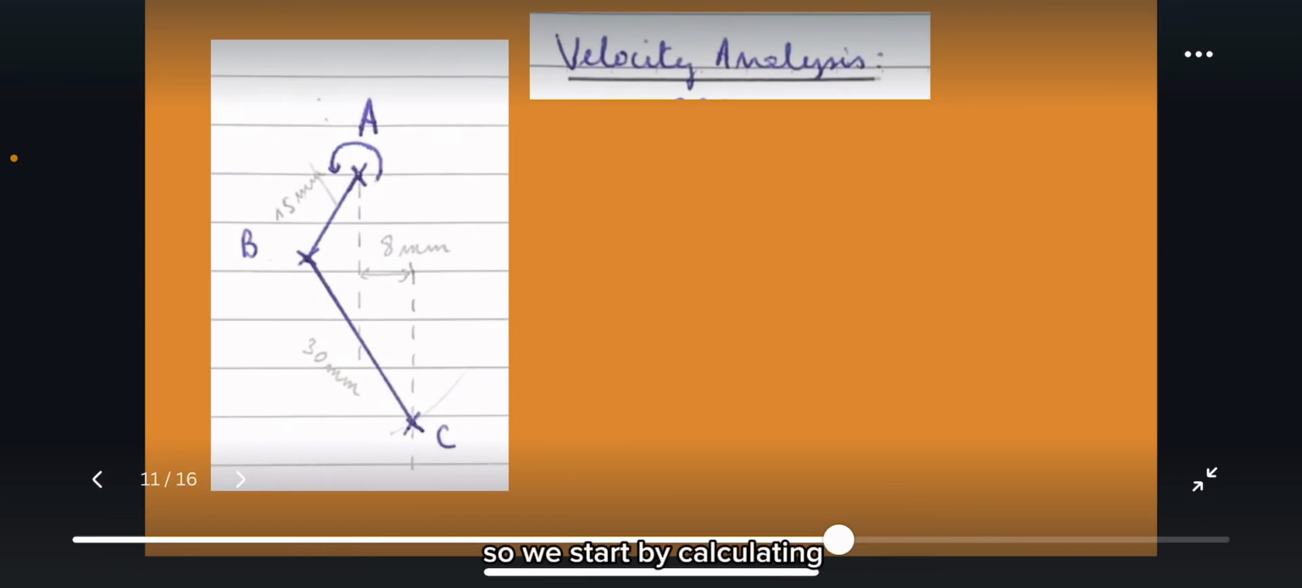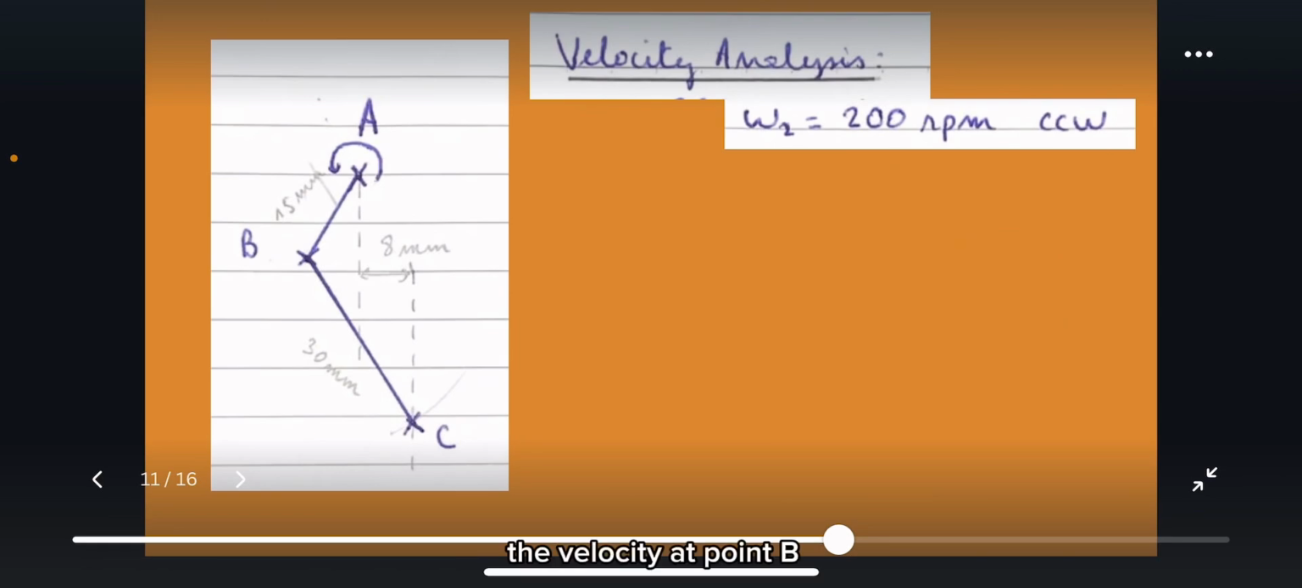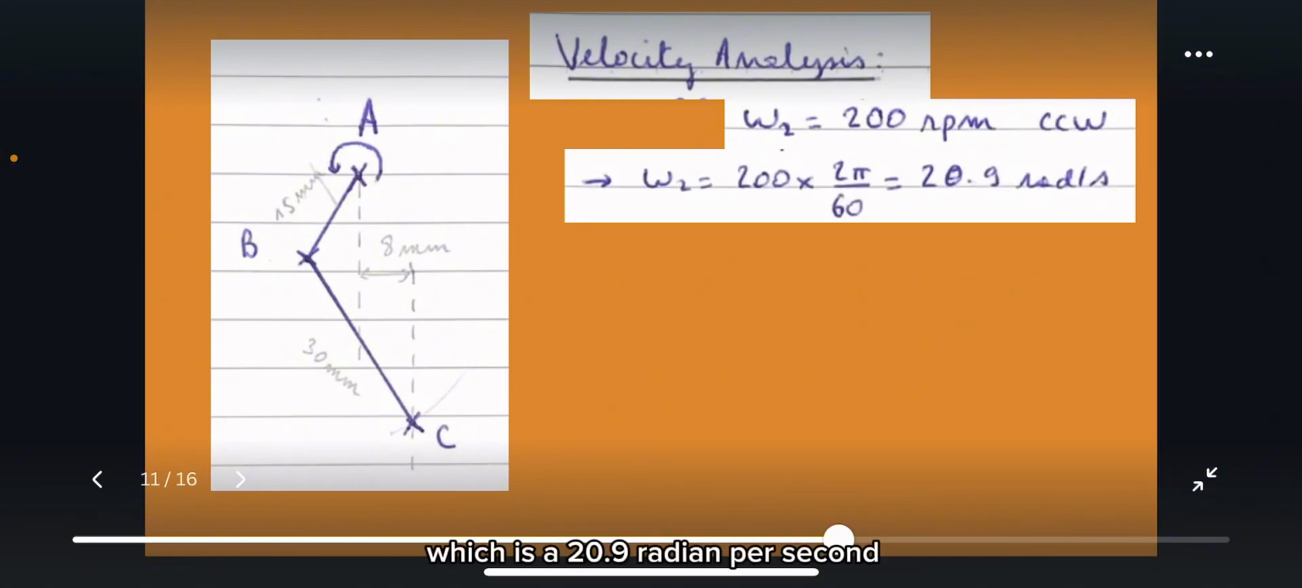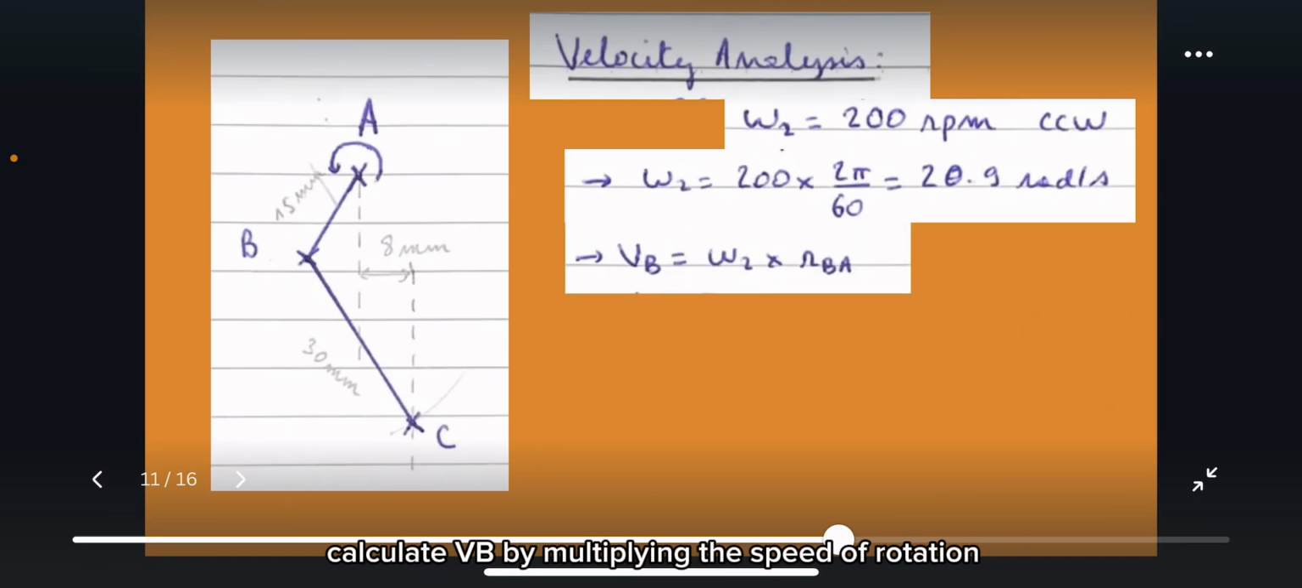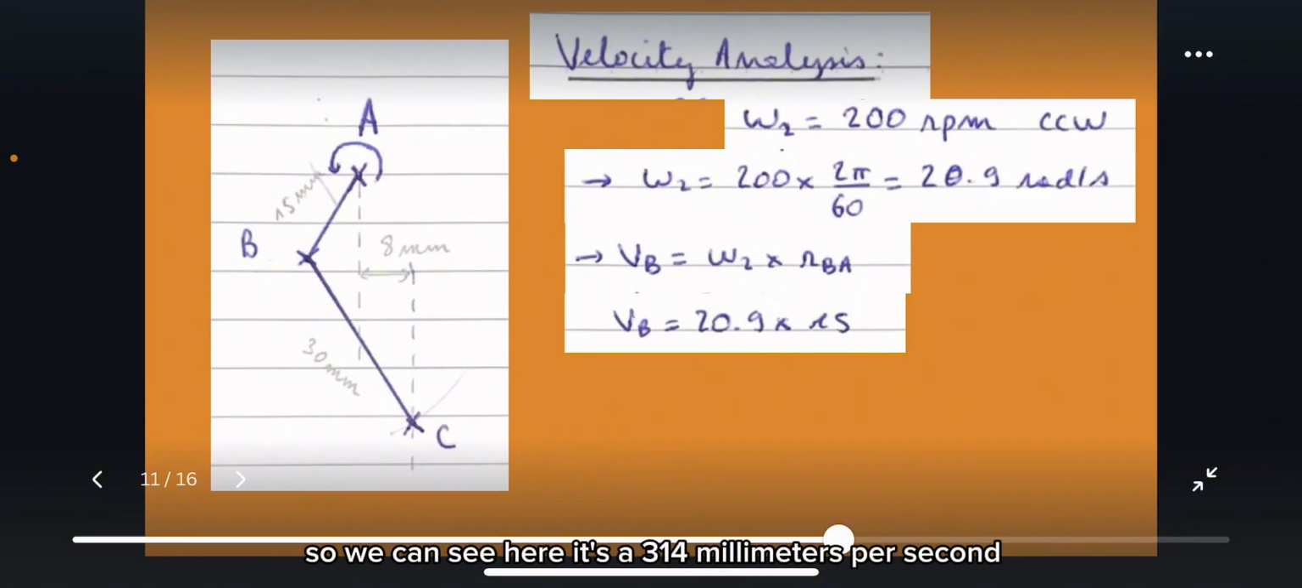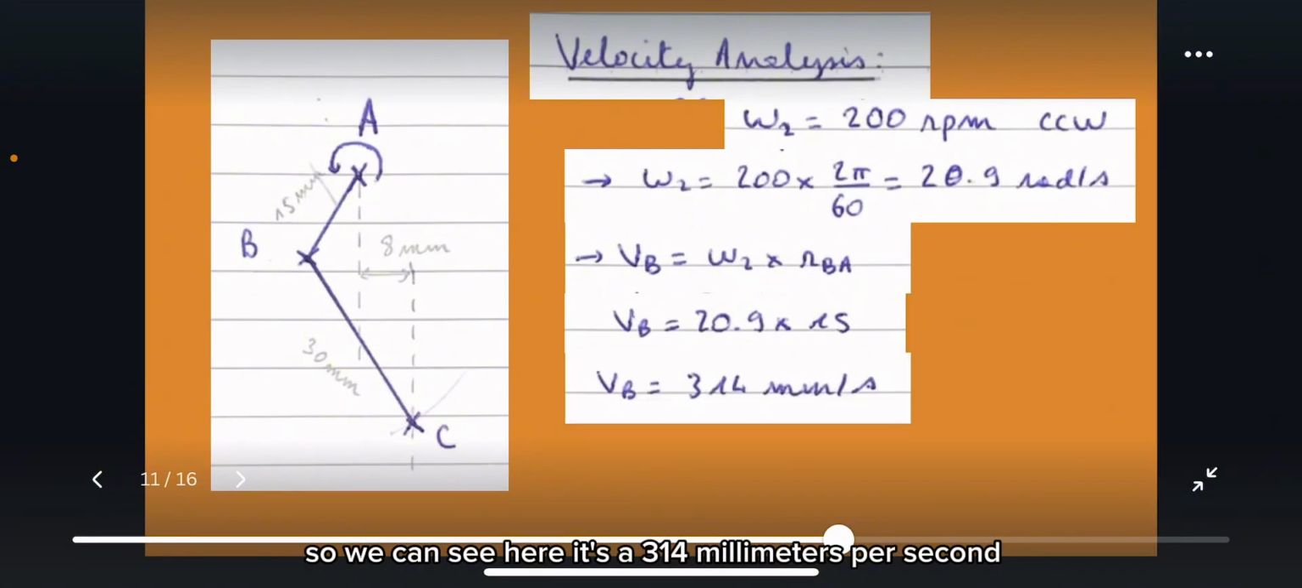So we start by calculating the velocity at point B. For that we need the crank speed. So we can see here the crank speed is 200 RPM, which is 20.9 radian per second. Then we can calculate VB by multiplying the speed of rotation by the length AB. So we can see here it's 314 millimeters per second.